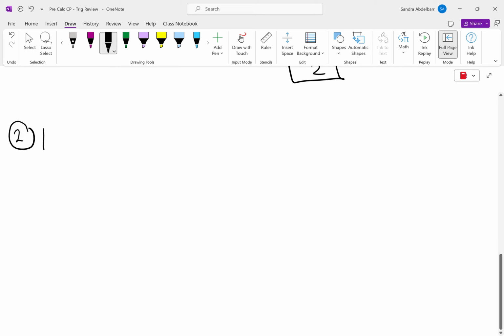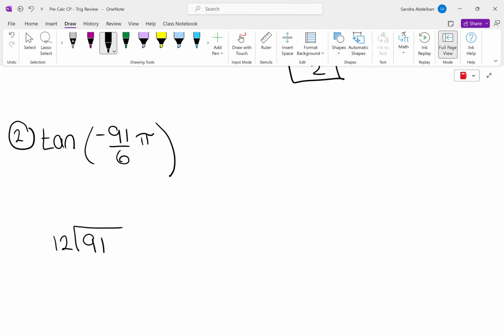Number 2 is the tangent of negative 91 over 6 pi. Obviously, 91 is more than a full revolution, so we're going to do 91 divided by 12. Don't worry about the negative right now. We're just dividing. So what number is this? Number 2, in the same section. Oh, okay. When we're dividing, we don't keep the negative sign. We're just figuring out the remainder, and then we'll put the negative back in.